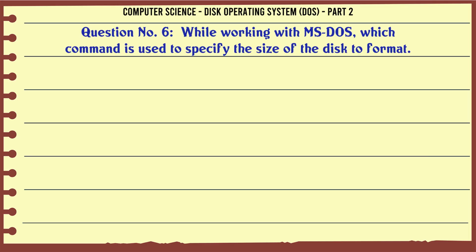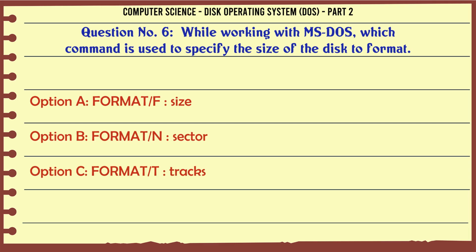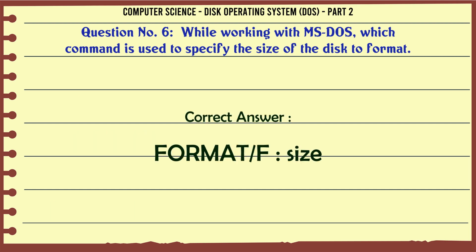While working with MS-DOS, which command is used to specify the size of the disk to format? A. Format /F:size. B. Format /N:sector. C. Format /T:tracks. D. Format /V. The correct answer is Format /F:size.